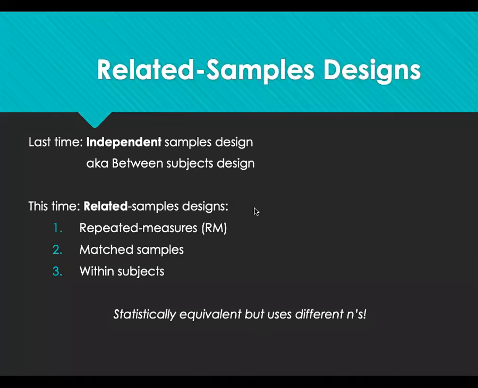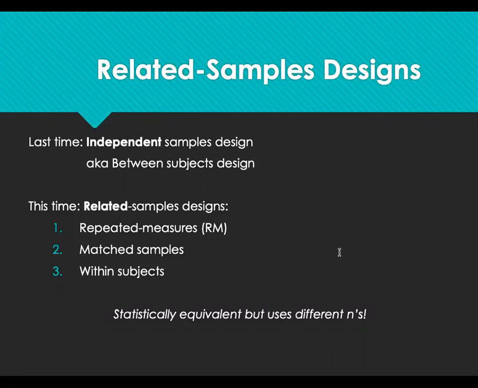So last time, in the previous video, we talked about Chapter 10, independent samples design. That's also called a between subjects design. This time, a little bit different, we're talking about a related sample design. With the independent samples design, you have two samples. They're completely independent of one another. So they have two completely different sets of participants.